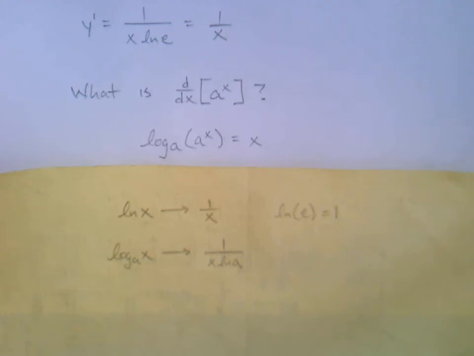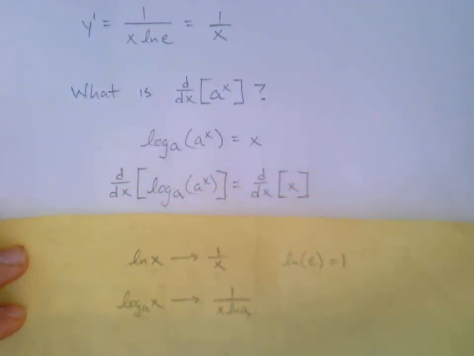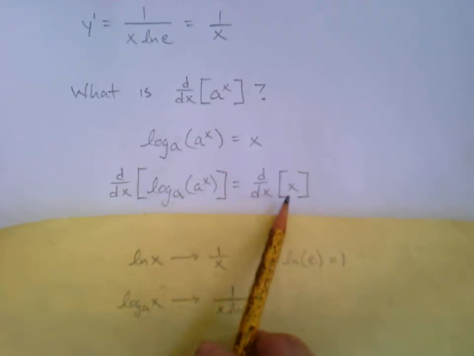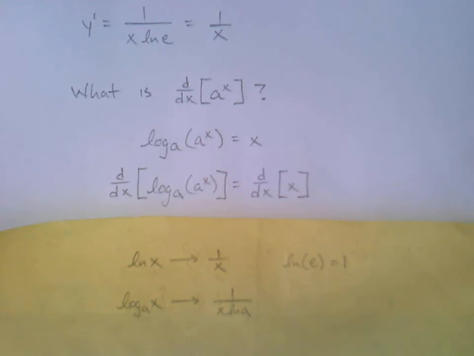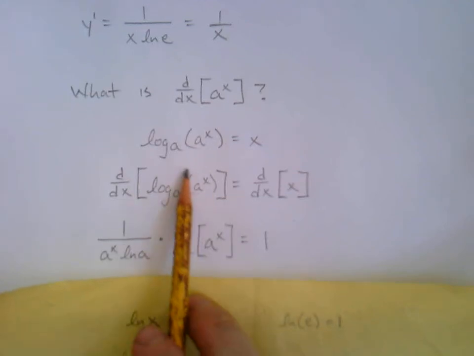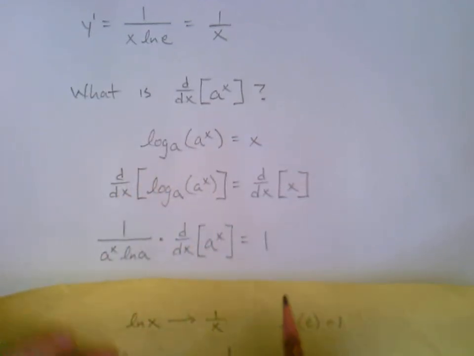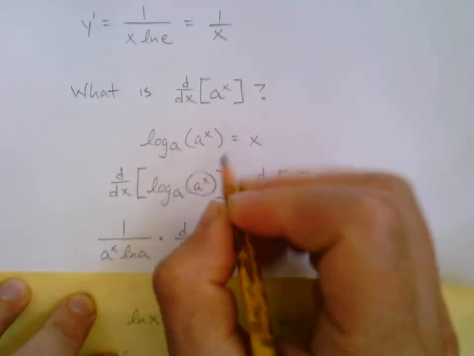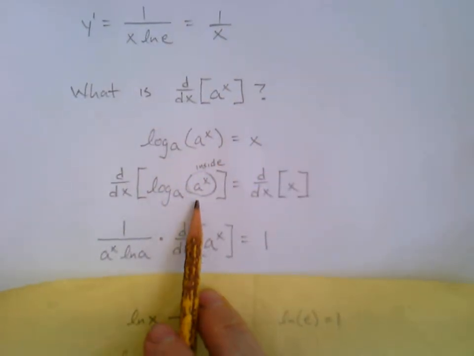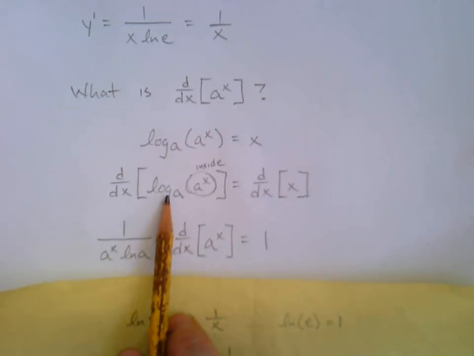So, of course, what are we going to do? Take the derivative of both sides. The derivative with respect to x of the log of a to the x with base a equals the derivative with respect to x of x. And what's that going to do for us? Well, here we have a chain rule. This is the inside. What's inside the parentheses? So what's the derivative of the outside?